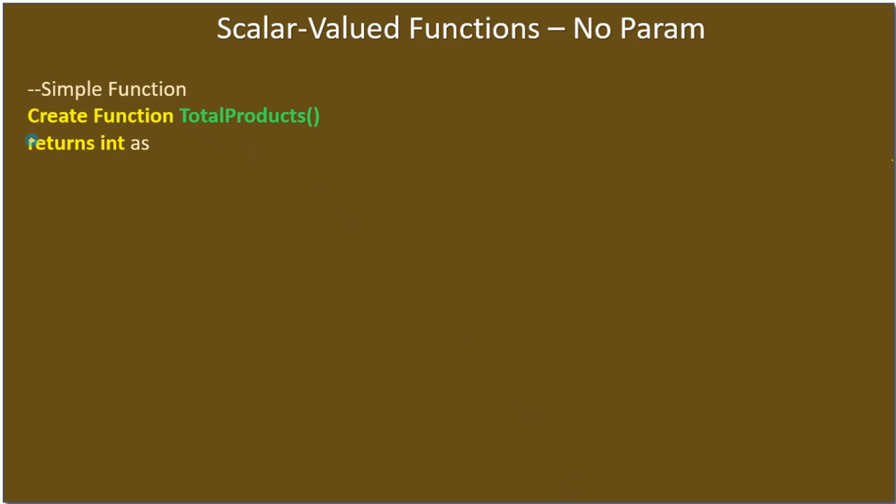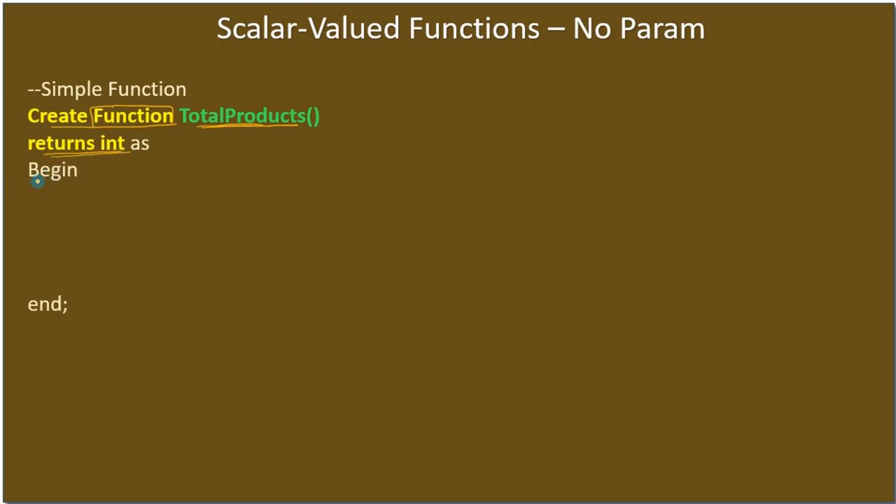When we created a procedure, we wrote a statement like create procedure name. The same way, instead of procedure, here you will specify create function and then the function name. You can name it whatever you want, and here the function name is total products. We have to tell what the function returns. Here the return type is integer, so we have to tell what data type it returns before starting the body.